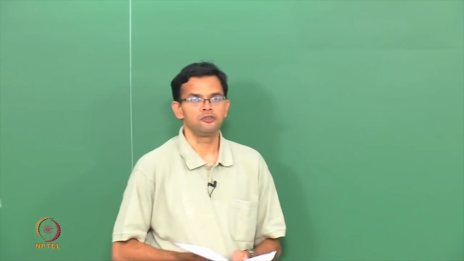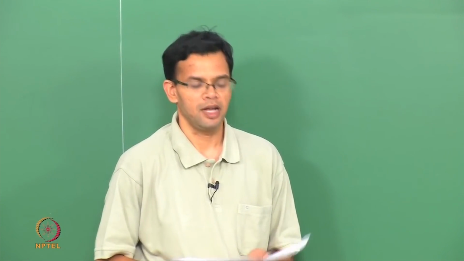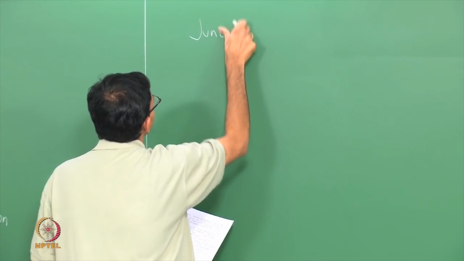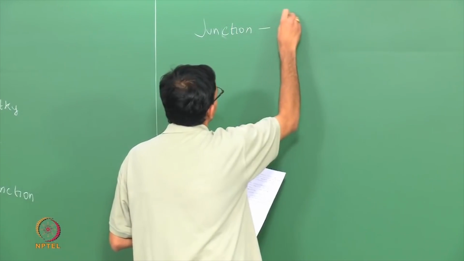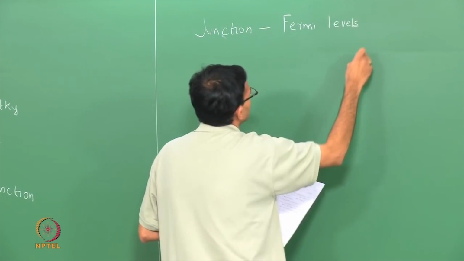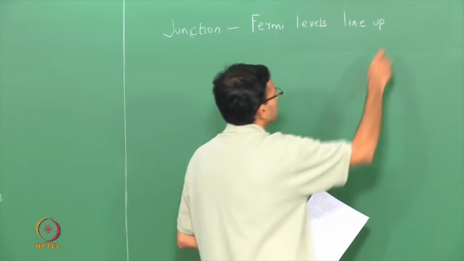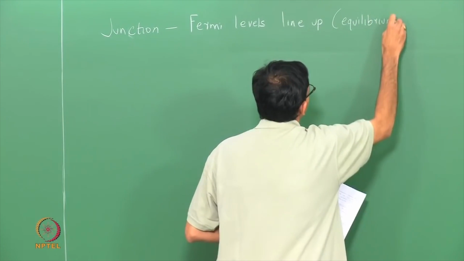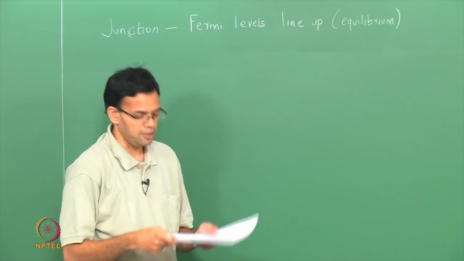So the most important rule when a junction is formed is that the Fermi levels must line up at equilibrium. So whenever you have a junction, the Fermi levels must line up, and this is at equilibrium. Equilibrium here means there is no external potential applied to the system.